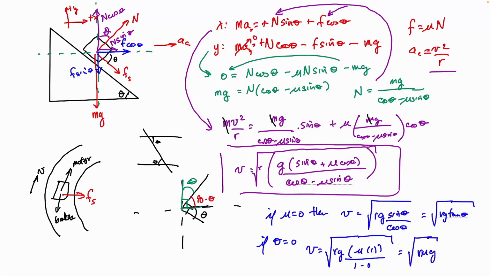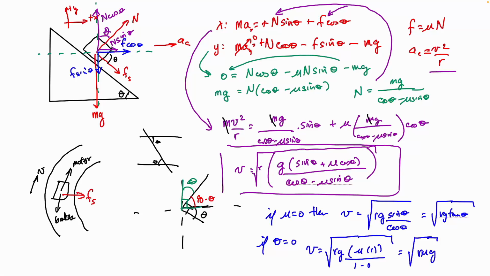Anyway, is there, for a flat turn, a maximum safe speed? Yes. That speed gets bigger if the radius gets bigger. So the bigger your turn, if it's not real tight, then we can go faster.